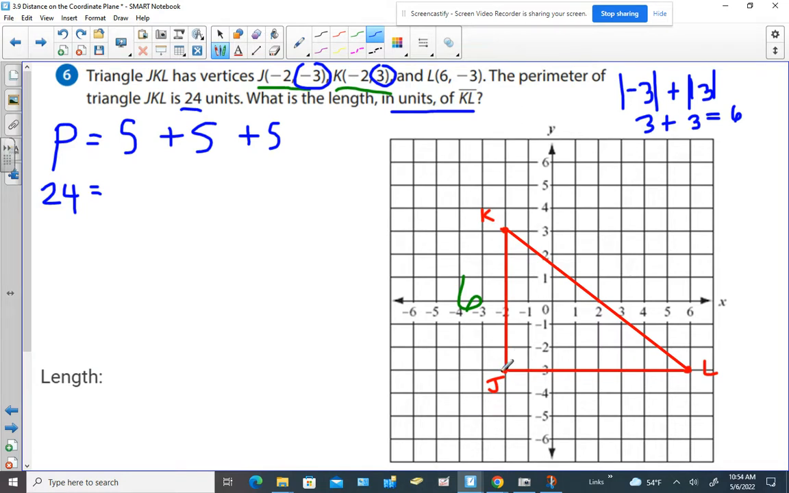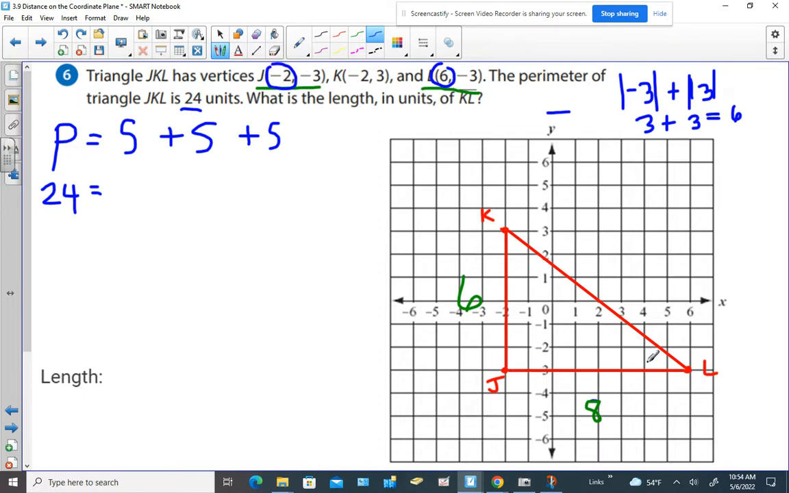Now what about between point J and L? So again, we could count the number of units. 1, 2, 3, 4, 5, 6, 7, 8. Or we could look at the ordered pairs for points J and L. Here's J, here's L. The coordinates that are the same are the Y's, so we would want to look at the X's. We're looking at a 6 and we're looking at a -2.